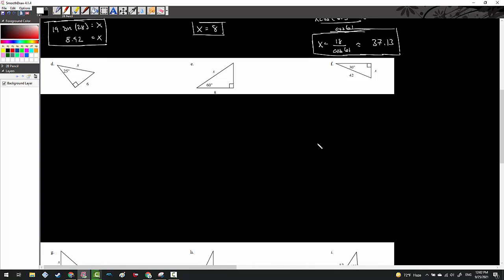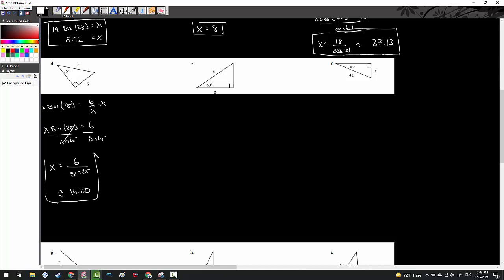Let's move on to D, E, and F. We'll keep on going with this train. Again, angle, opposite, hypotenuse. I am thinking that this is sine. So sine of 25 degrees is equal to 6 over x. Multiply both sides by x, and you get x sine 25 is equal to 6. Divide both sides by sine 25, and you get x equaling 6 over sine 25. Now, what does that equal as a decimal? That's approximately equal to 14.20.